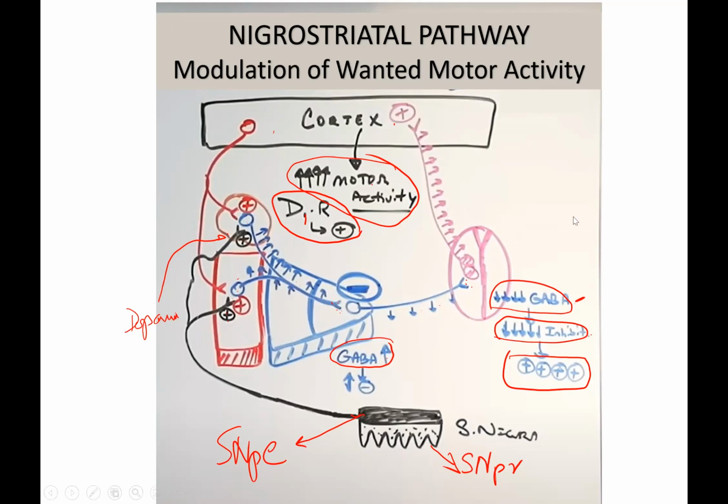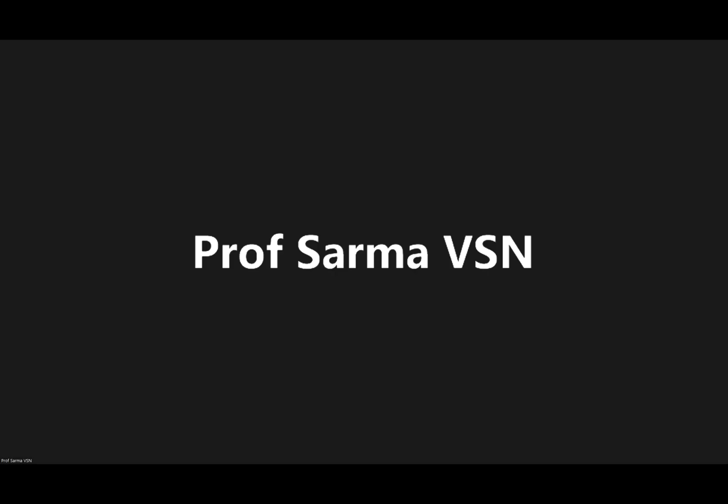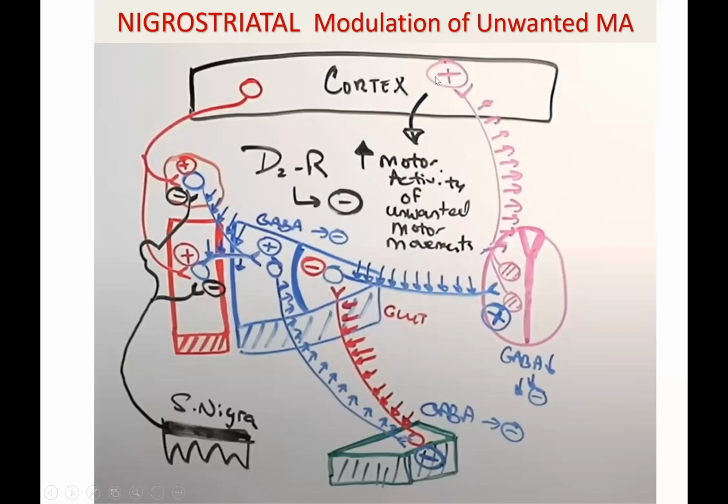Now let's go to the D2P pathway, which is the nigrostriatal modulation of unwanted muscular activity. Now what happens? Same substantia nigra. Now we are taking the indirect pathway into action. Indirect pathway, what is the route? Cortex, striatum, globus pallidus externa, subthalamus, globus pallidus interna, thalamus, cortex. That is the route, isn't it? Now, from the cortex, the excitatory influence on the caudate nucleus and the putamen is there.